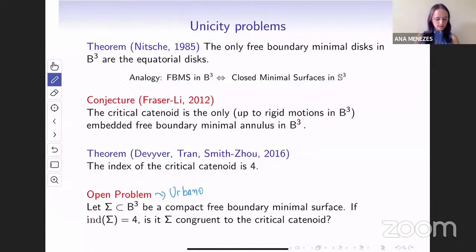And this problem has caught the attention of many people because if you recall the proof of the Willmore conjecture by Marques and Neves, you recall that one of the main points in their proof is to use the characterization of the Clifford torus by its index. So it's natural to think that if you want to prove the analog of the Willmore conjecture in the free boundary context, a characterization of the critical catenoid by its index might be important. Okay, good. So let's go back to talking about examples.